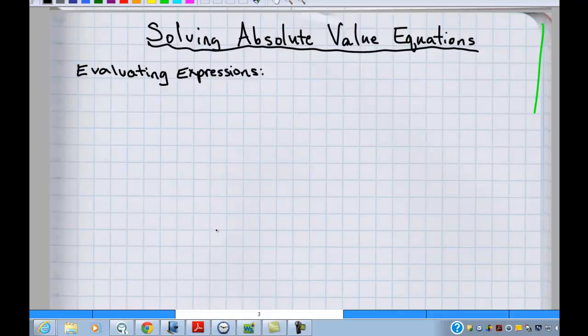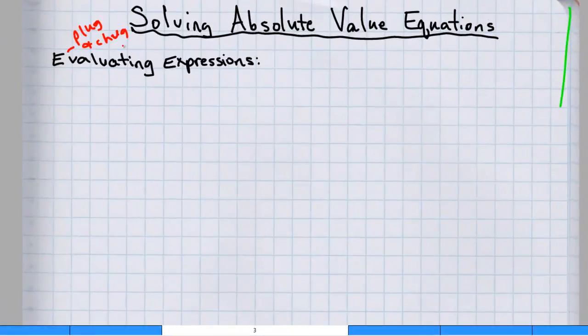Solving absolute value equations. First, let's look at evaluating expressions. Plug a value in for the variable and solve. The absolute value of 4 is equal to 4. The absolute value of negative 4 is equal to positive 4 as well.